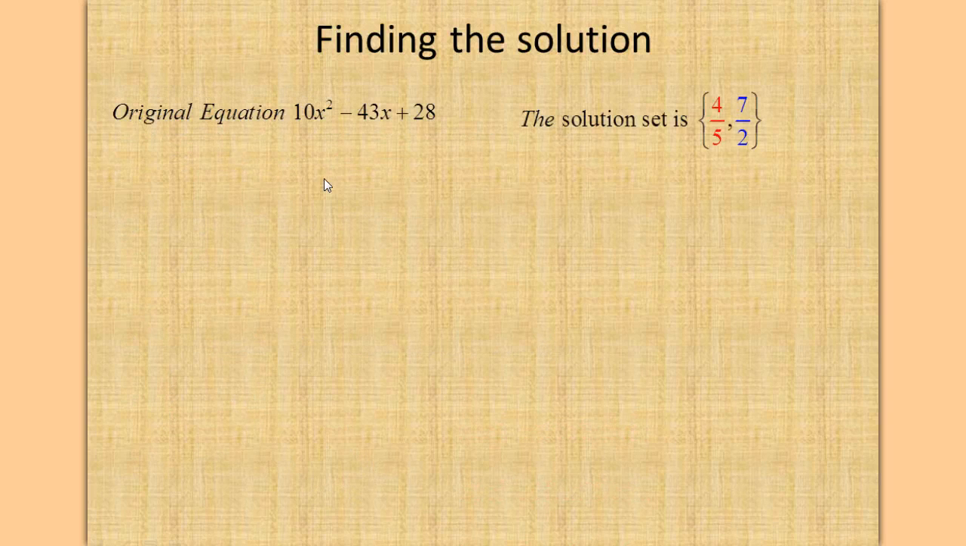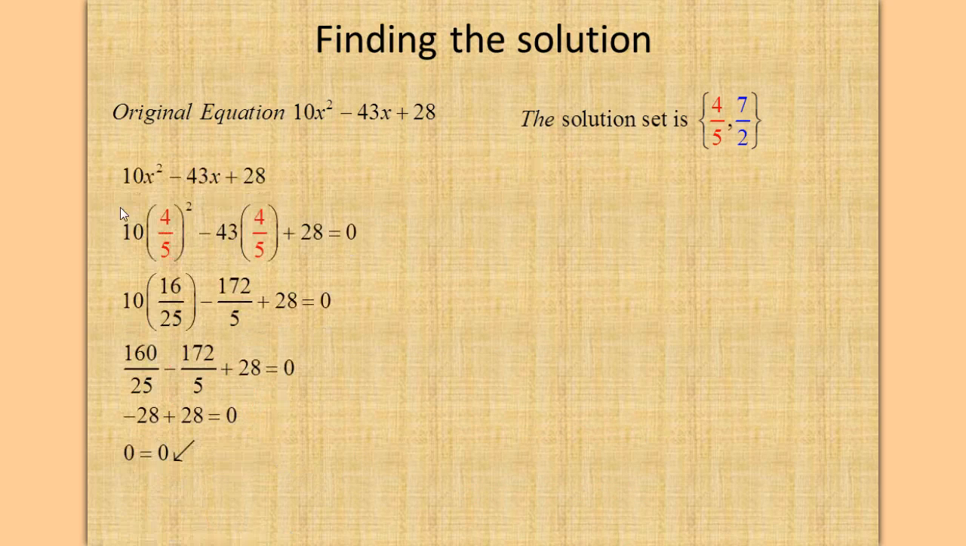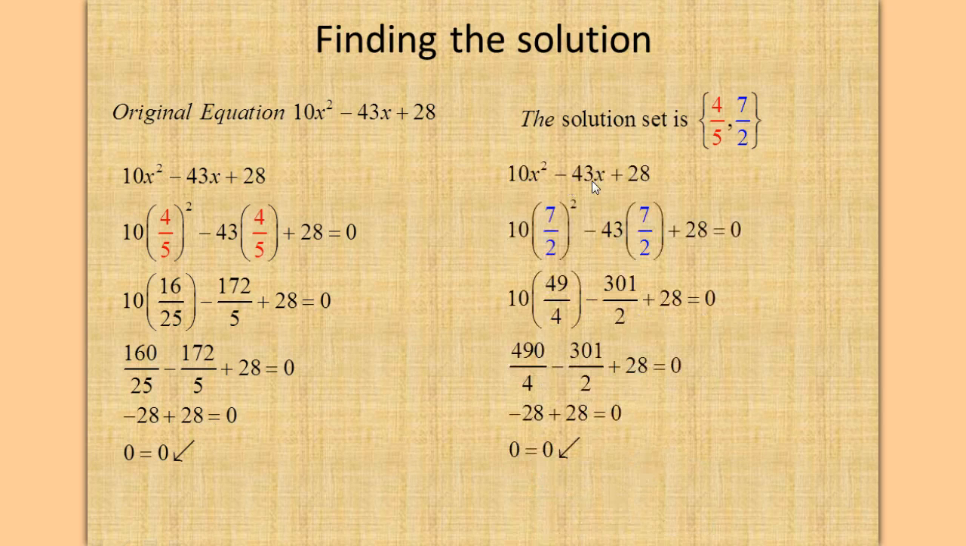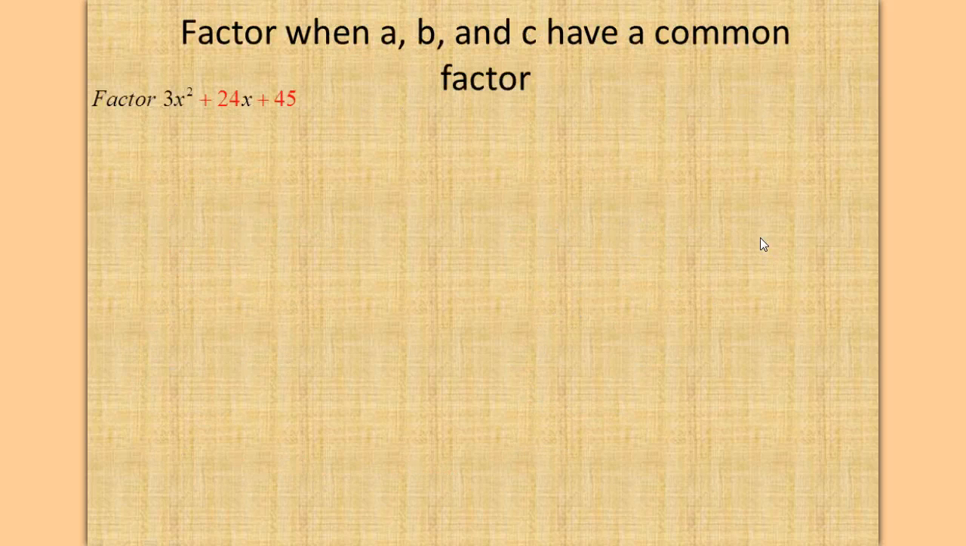Okay. Let's check that. So we'll plug x equals 4/5 into our equation, and we see we get minus 28 plus 28 equals 0, 0 equals 0. And that checks. And we'll plug in 7/2 into our equation, and you'll see we do the multiplication, we get 0 equals 0. And so that checks. So both our answers check. So x is equal to 4/5 and x is equal to 7/2. Let's try another.